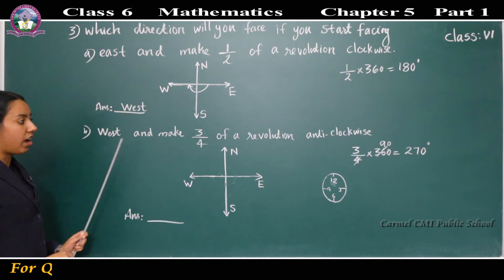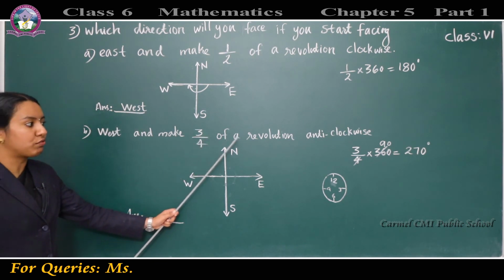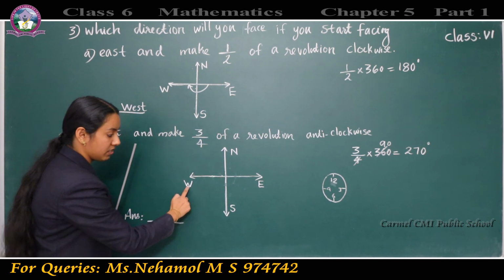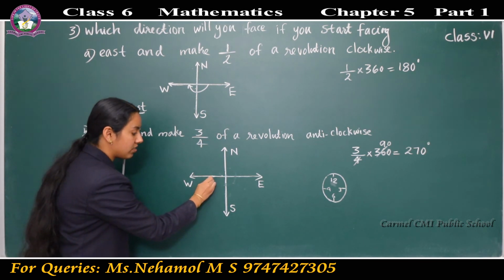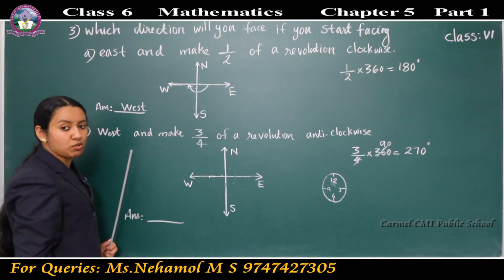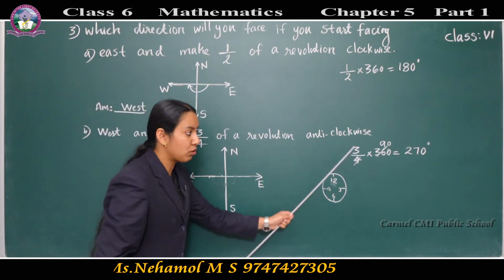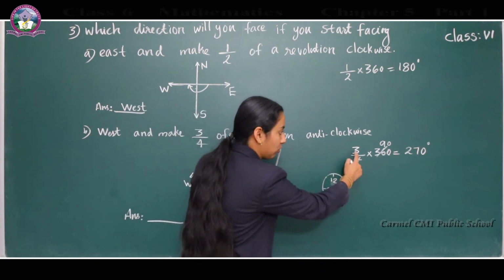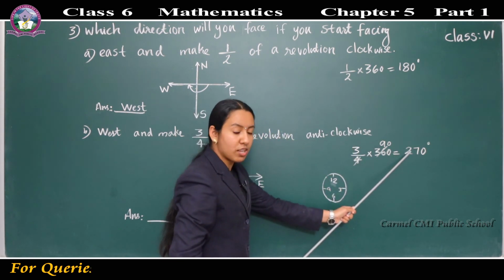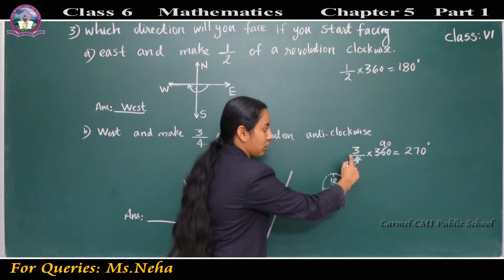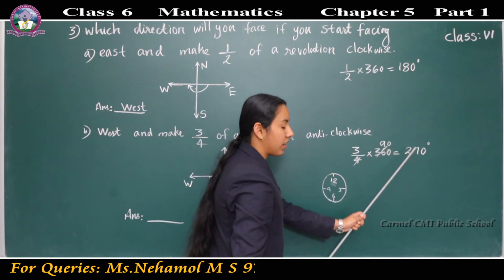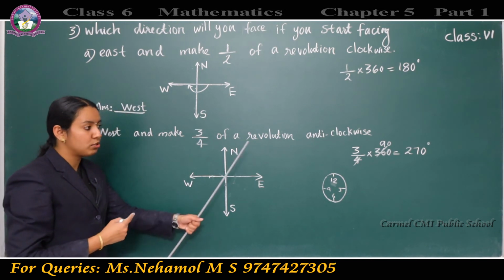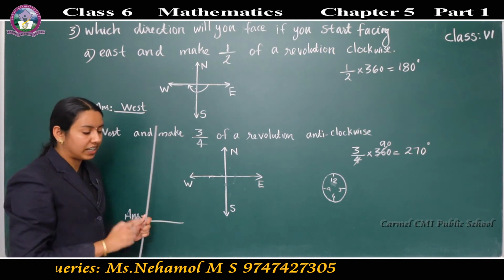Start facing west and make 3/4 of a revolution anti-clockwise. We have to start facing west. 3/4 of a revolution means 3/4 into 360 degree. That is equal to 3 into 90 degree, which is same as 270 degree. We have to make 3 right angles or 270 degree.